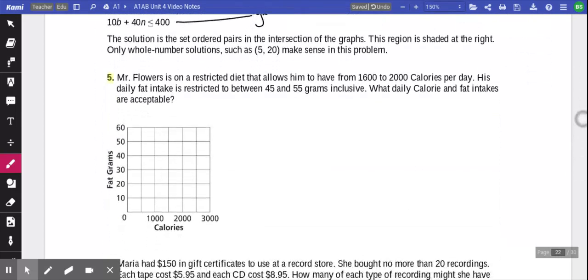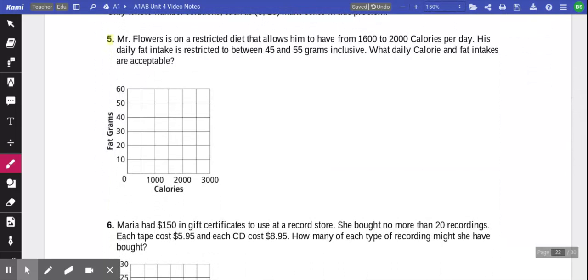So we're going to do one ourselves. Mr. Flowers is on a restricted diet that allows him to have from 1,600 to 2,000 calories per day. His daily fat intake is restricted between 45 and 55 grams inclusively, which means, remember, that we can have 55 and we can have 45. What daily calorie and fat intakes are acceptable?